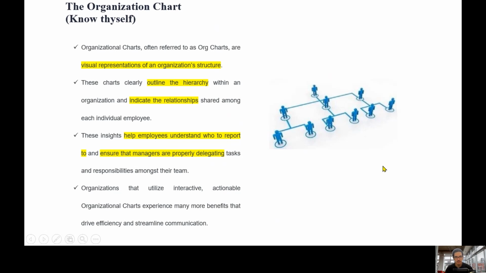Okay? It is said that businesses or institutions that utilize these interactive organizational charts experience a lot more benefits, as well as efficiency with communication. A lot of people talk about communication, just in life in general, and how important it is. So this makes things a lot easier for the communication aspect when it comes to people in a company or institution.